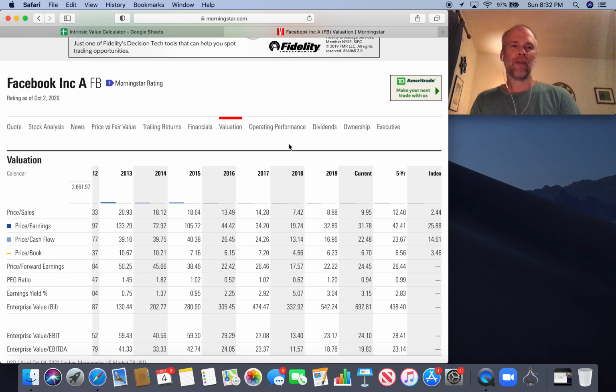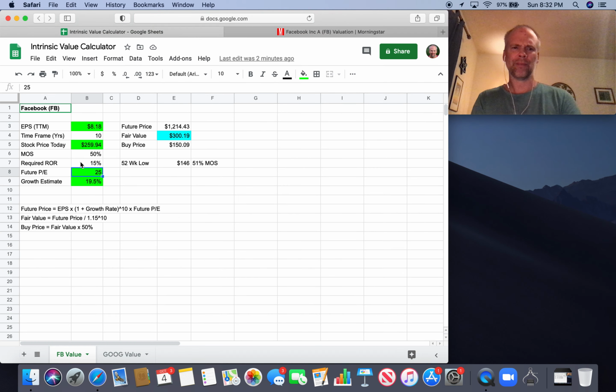And so for Facebook, because it's a great company, I'm going to assume the price to earnings ratio in the future is around 25. I don't like to go over 25. I think Facebook is going to be a great company in 10 years still. So I'm going to give it a price to earnings ratio of 25 in 10 years. And then for the growth estimate, we're going to look at what the equity growth was over the last 10 years, okay?